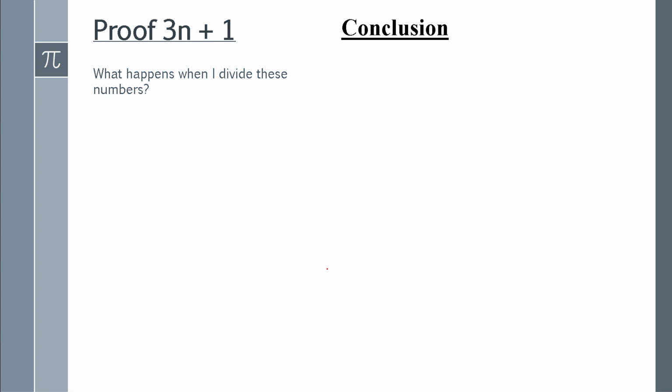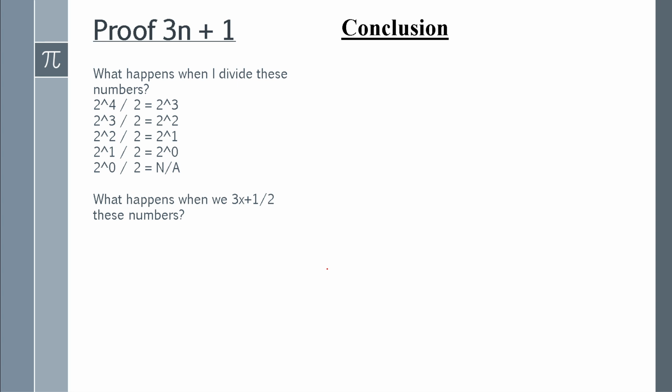So, what happens when we divide these numbers? 2 to the power of 4 divided by 2 gives me 2 to the power of 3. Right, and so on. When I get to 2 to the power of 0 divided by 2, I can't do that. Right, I can't divide 1 in half.